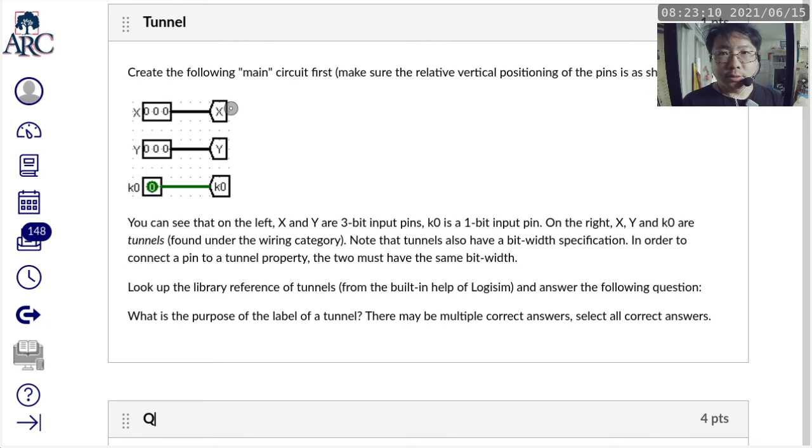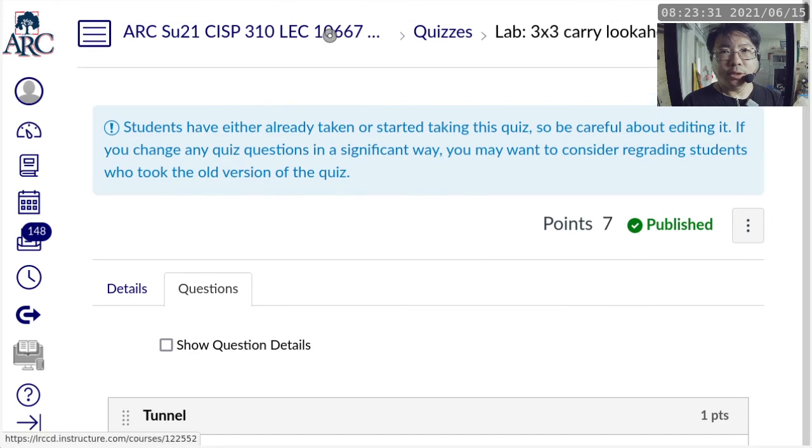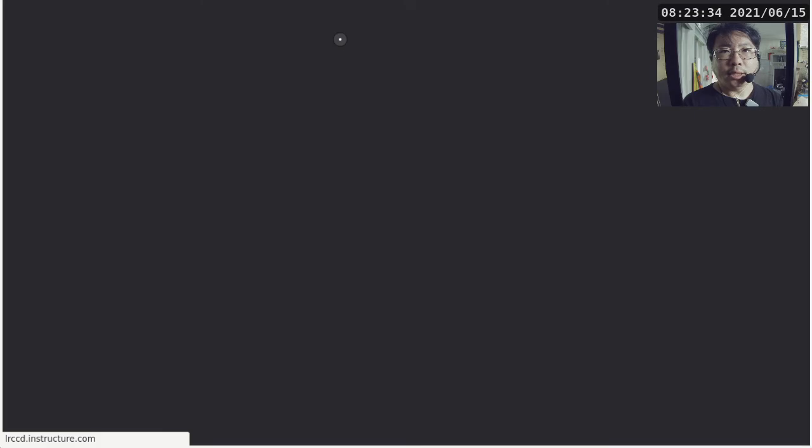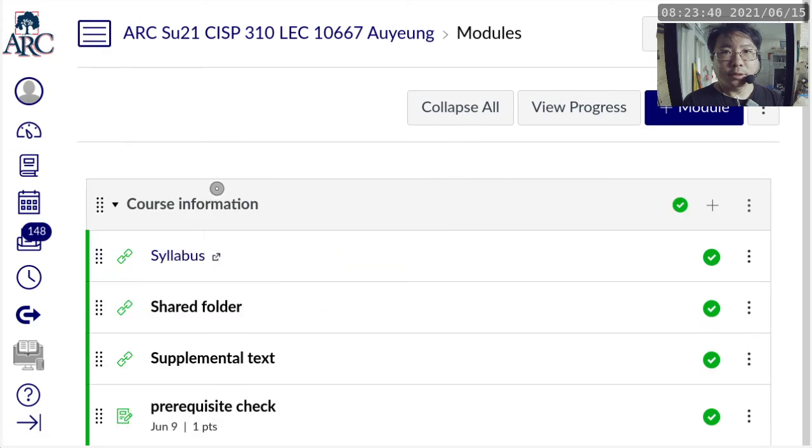So to do this part, we have to know how to make a multi-bit input pin, and this tunnel also has to be multi-bit. So in the previous lab, we talked about in the multi-bit gate lab. Okay, let me just kind of open a different window so that we can refer back to which lab. And I will just point it out, and you're gonna have to look it up and figure out the instructions of how to do it.